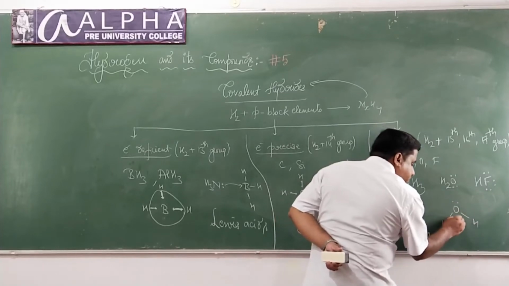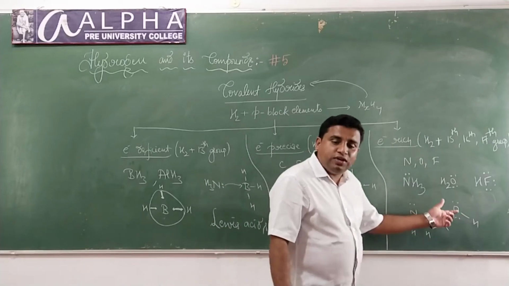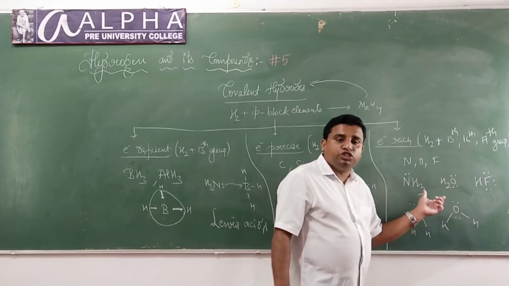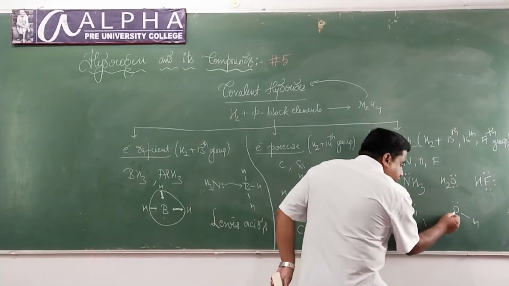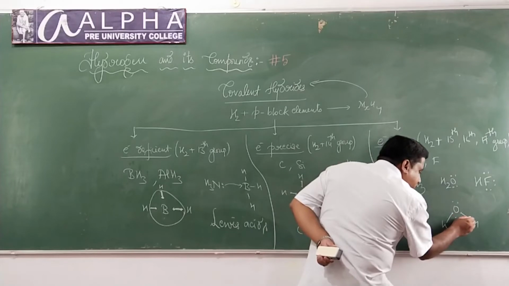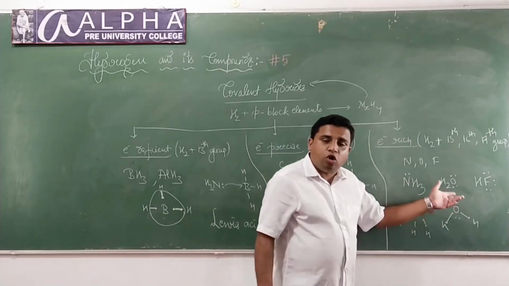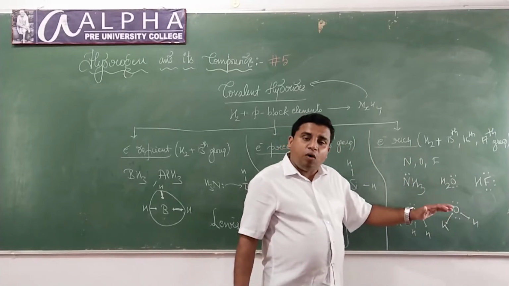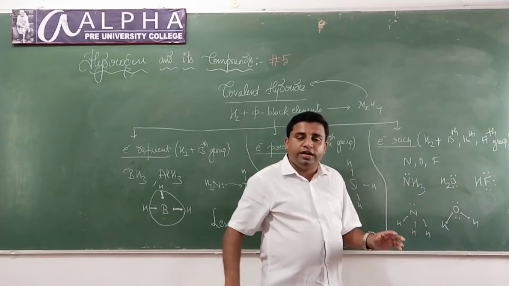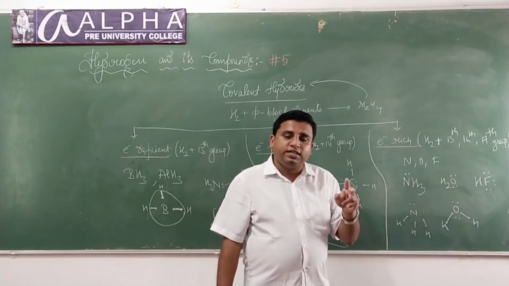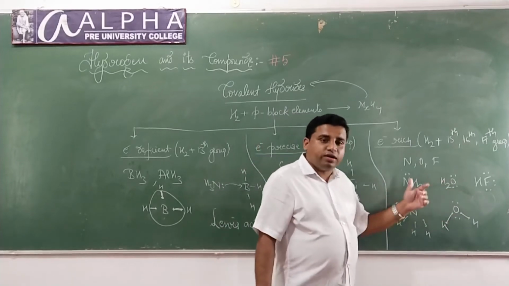If you look at the structure of water, how many electrons does oxygen have in its valence shell? Oxygen has 6 electrons in its outermost shell. It shares only 2 electrons with hydrogen to form bonds, and the 2 pairs of electrons are not involved in bond formation. They are available for donation. Therefore oxygen becomes electron rich, rich of 2 pairs of electrons which can be donated. Hence, water is an electron rich species.